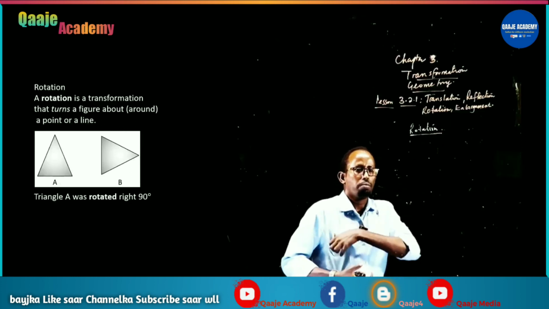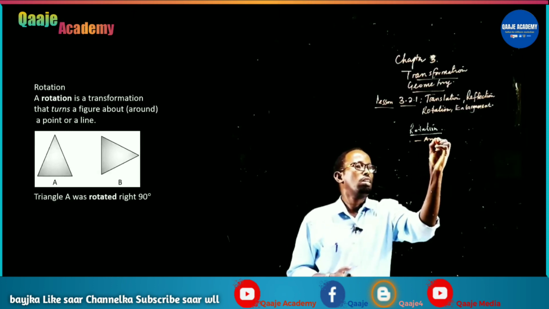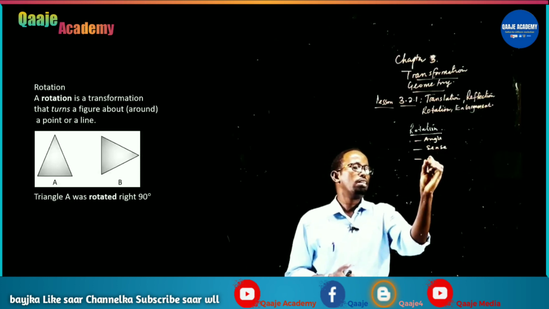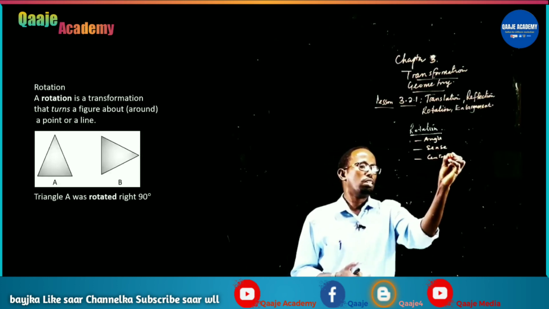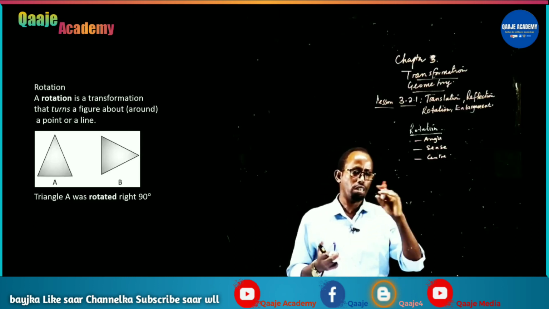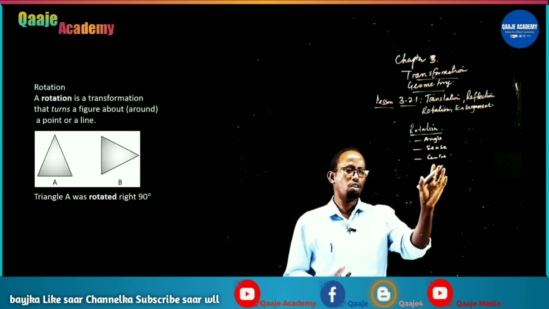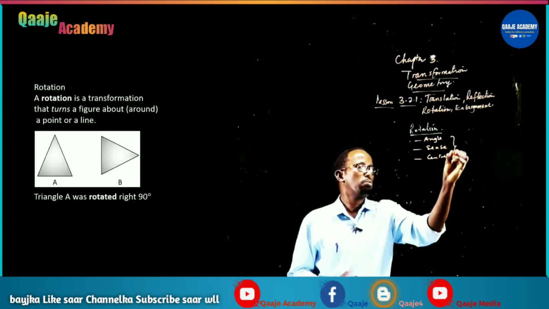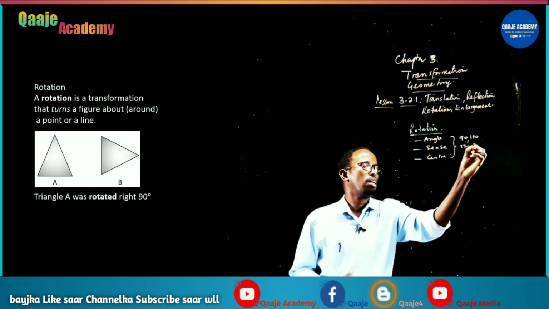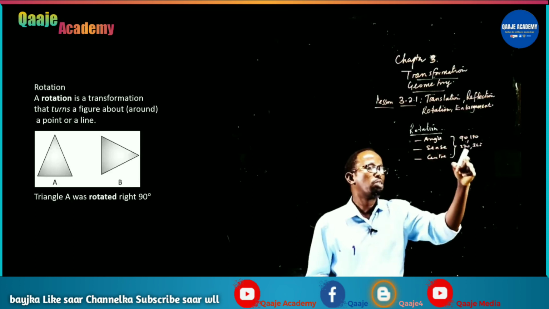That is, 1, angle of rotation, sense of rotation. Sense here, I mean direction, and then center of rotation. So from there, you can see we have that triangle. It is rotated clockwise at an angle of 90 degrees. So you can rotate an object through 90 degrees, then 180, then 270, then 360. If you rotate an object 360, it will come back to its own position.